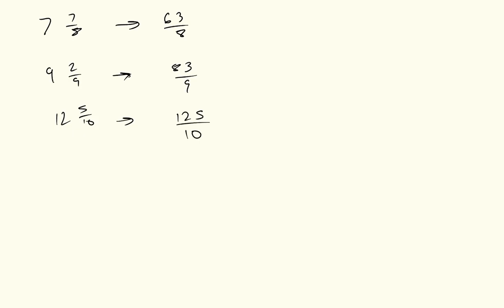Now, I don't know if you caught it or not, but this can be simplified further. If we divide the numerator and the denominator by 5, we will get 25 over 2.